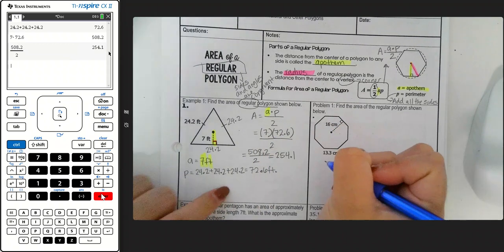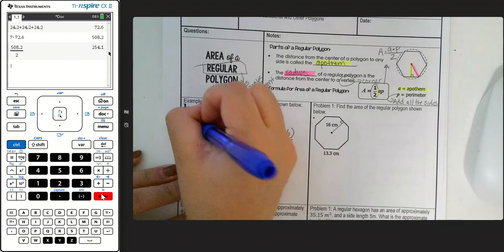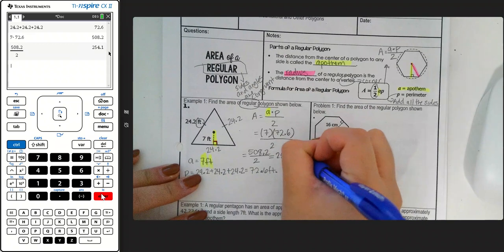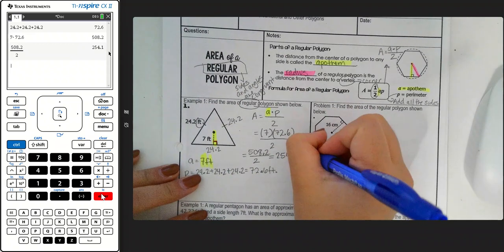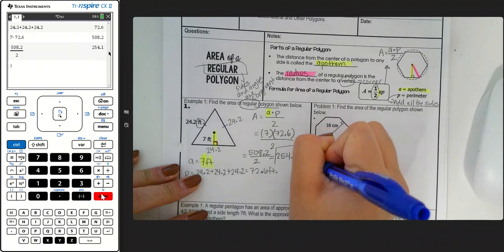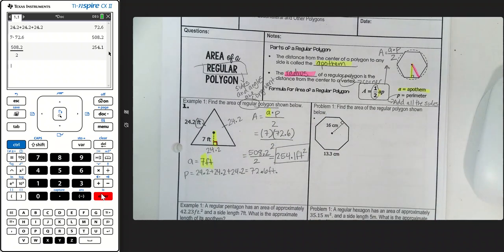254.1. Okay, and remember this, what are the units? The units are feet. And remember, we're finding the area, so that means that the units are going to be to that second power. So the area of this regular polygon is 254.1 feet squared.